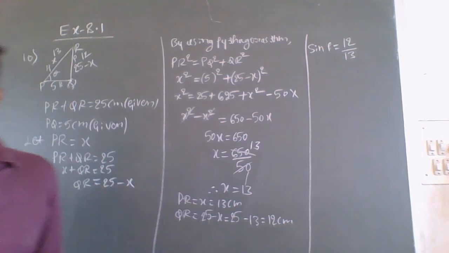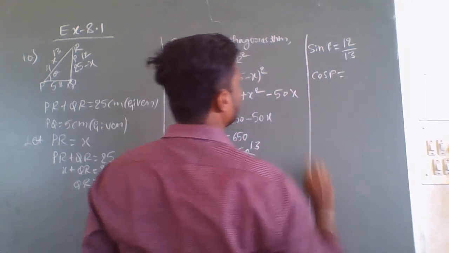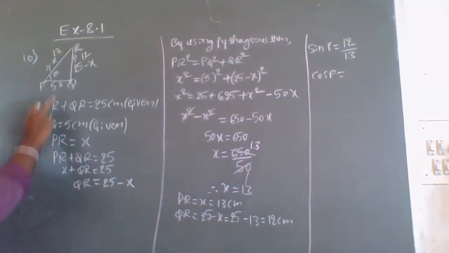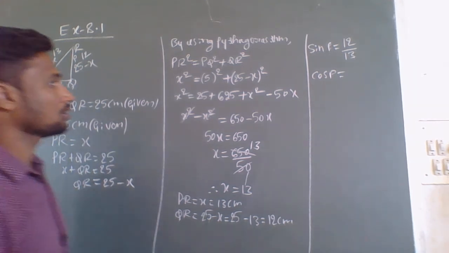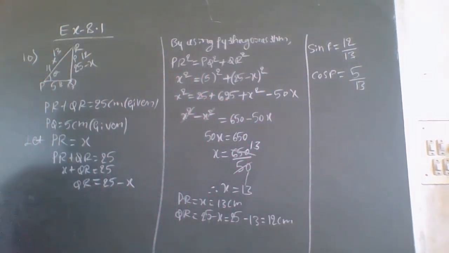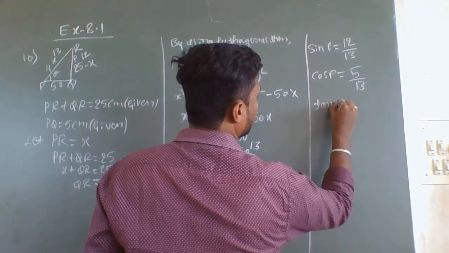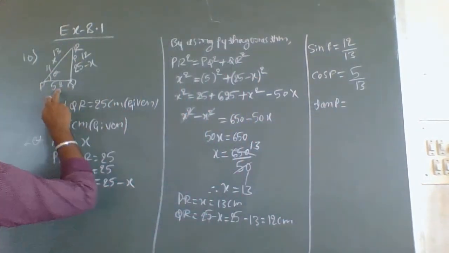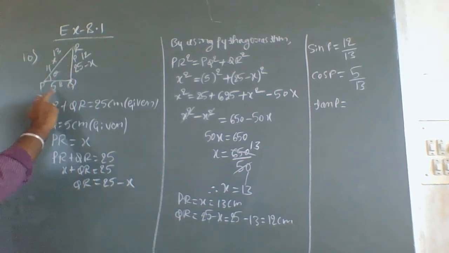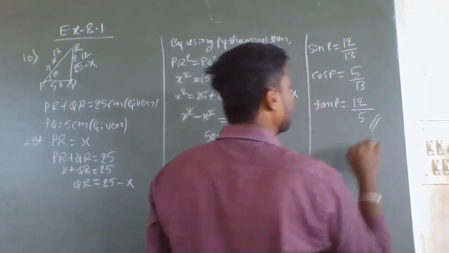Next, what we have to write here? Cos P. Cos P equals, we know that base by hypotenuse. The length of the base is 5 and hypotenuse is 13. So what we will get here? 5 by 13. This is the cos P value. Next, tan P value. So here tan P equals, we know that perpendicular by base. The length of the perpendicular is 12, base is 5, so tan P equals 12 divided by 5.